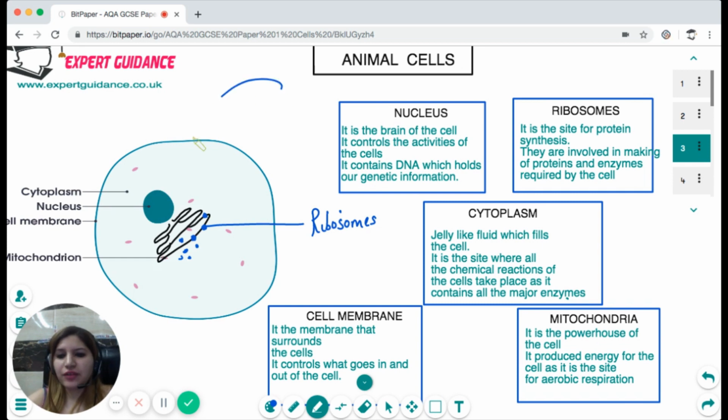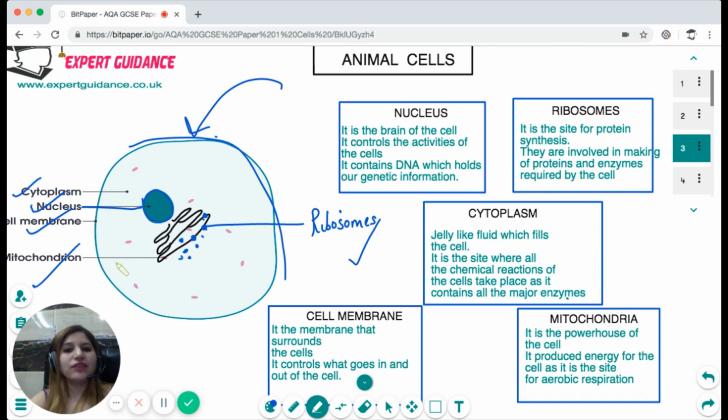Now the diagram here shows you the animal cell, and you can see there's a round big nucleus. The jelly-like fluid that fills the cell is the cytoplasm. The outer layer that surrounds the cell is the cell membrane. And then on these structures, and freely, you have ribosomes. And then you have these pink structures called the mitochondria. Now, you should know these names and the functions of each, as these are found both in plant and animal cells. So the first is the nucleus.